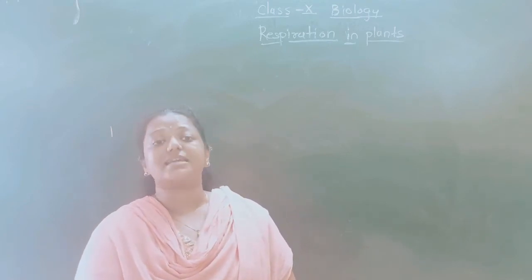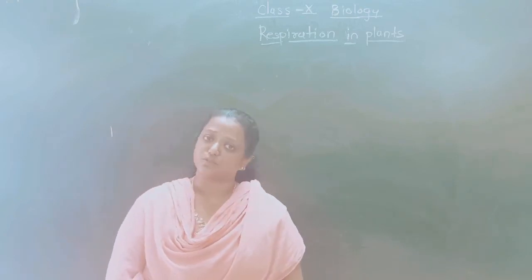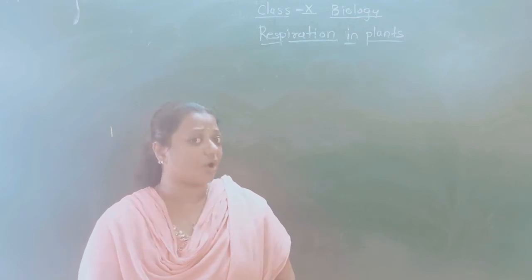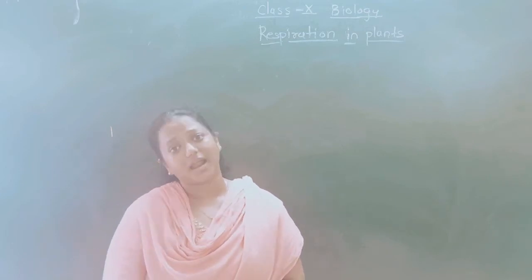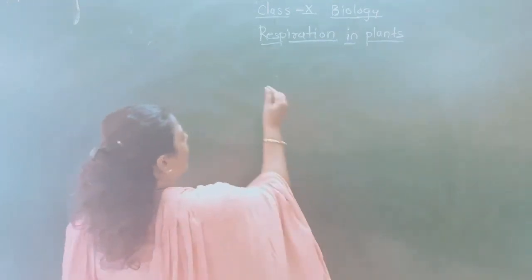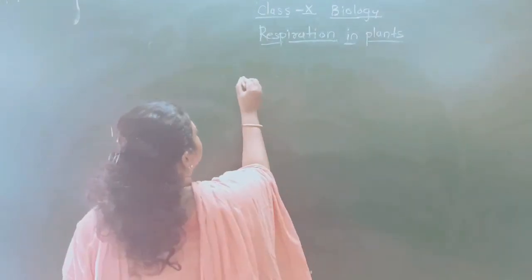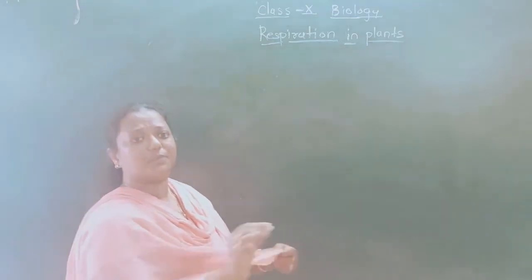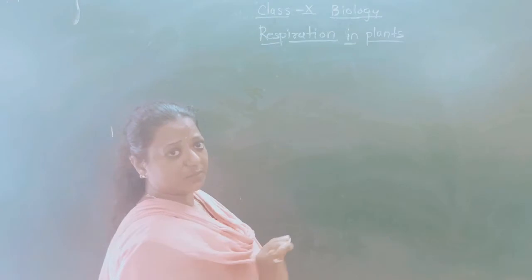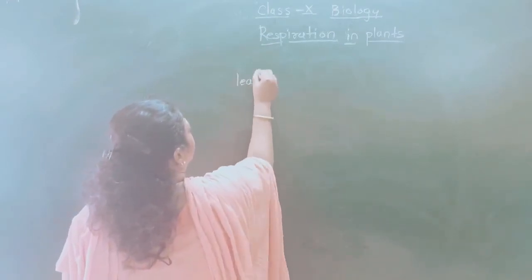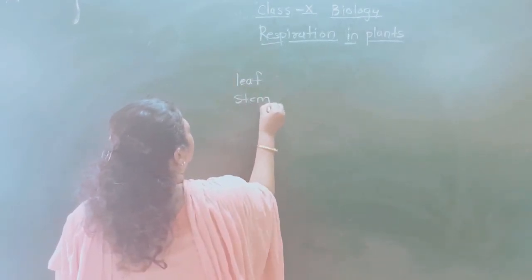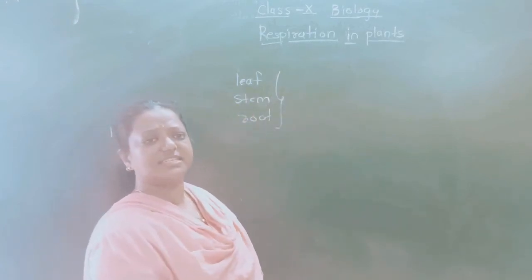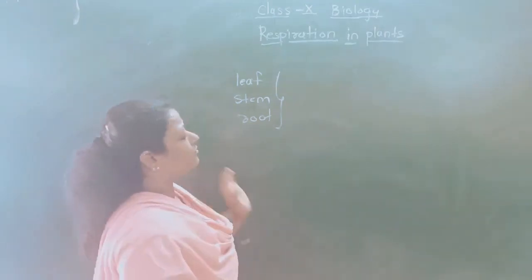Okay, so plants take in oxygen and carbon dioxide by the process of diffusion, and that diffusion is carried out by specific organs designed into the plants. What are those organs? There are parts of the plant through which diffusion takes place. That is the leaf, then the stem, and then the root. Through these parts, diffusion is taking place.